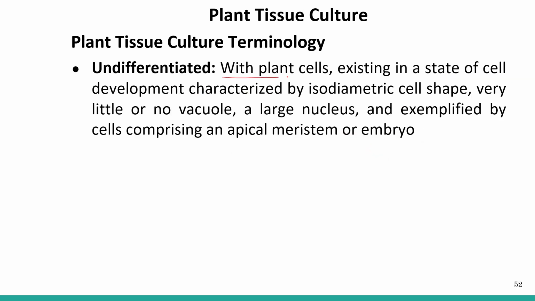Undifferentiated: a plant cell existing in a state of cell development characterized by an isodiametric cell shape, very little or no vacuole, and a large nucleus, exemplified by cells comprising an apical meristem or the embryo.